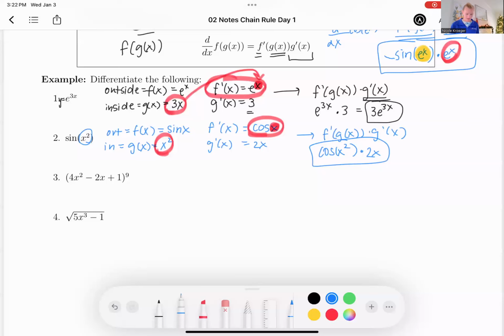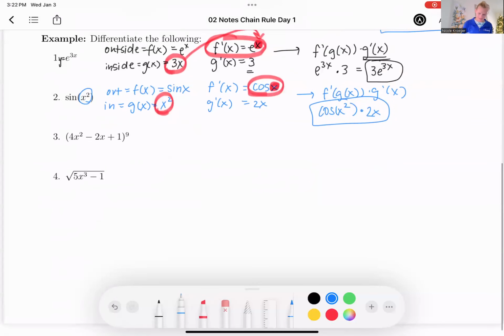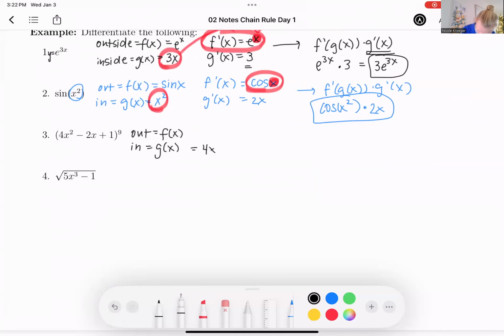Okay, let's keep going. And hopefully you're trying this next one on your own. So let's see again, outside, inside. So my inside function here looks to be that polynomial 4x squared minus 2x plus 1. If I replace all of that with an x, I'm left with x to the 9th as my outside function. The derivative of x to the 9th is 9x to the 8th. The derivative of that polynomial is 8x minus 2.